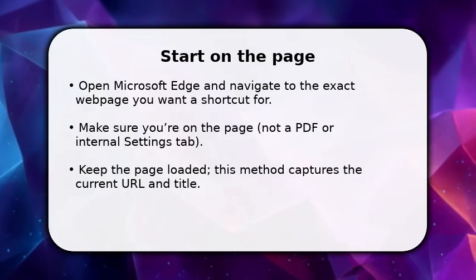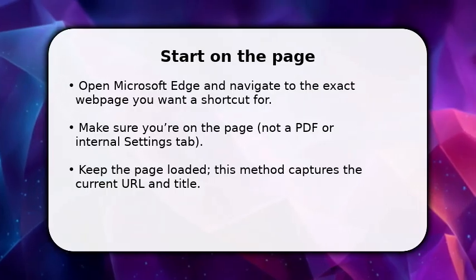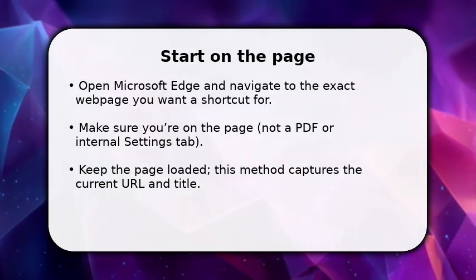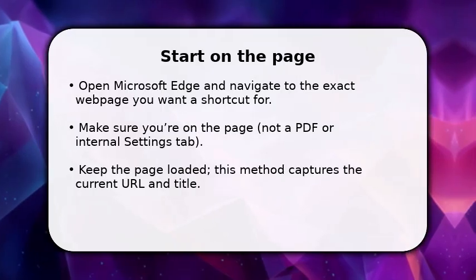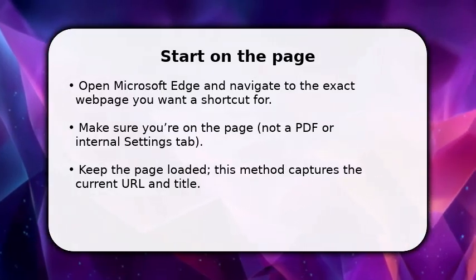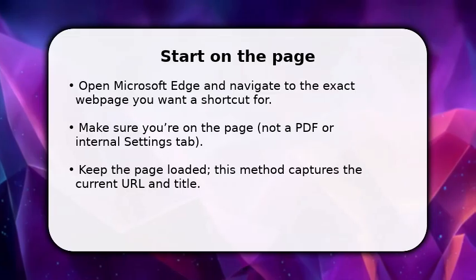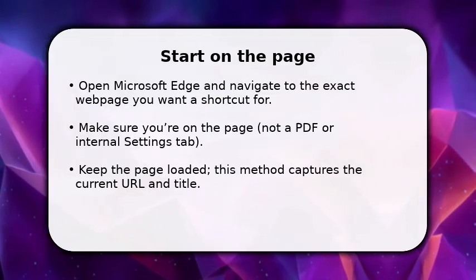You've already opened Edge and loaded the target page. Good. Now click the three-dot menu in the top right corner to reveal Edge's tools. Once the menu appears, move directly to More Tools. This is where Edge creates user shortcuts.